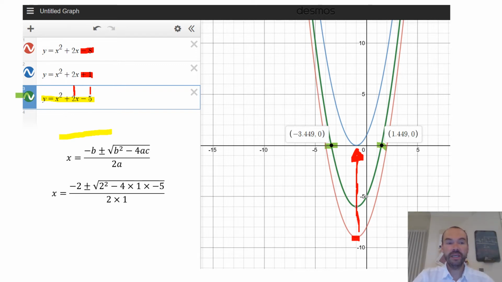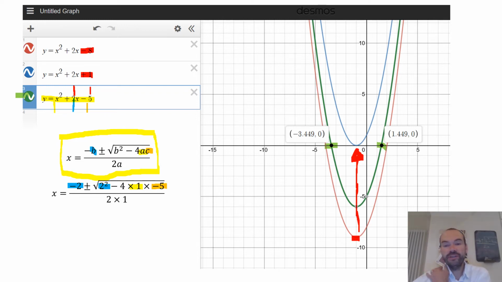This is called the quadratic formula. The A, B, and C, the A is the coefficient of the x squared, which is 1 in this case. The B is the coefficient of x in the quadratic, which in this case is plus 2. So minus b goes in as minus 2, b squared goes in as 2 squared. And then the final letter here is a c. And the c is the constant term, the number on its own, which in this case is minus 5.